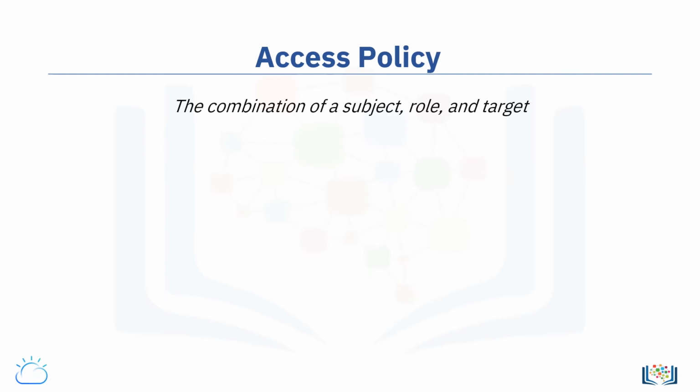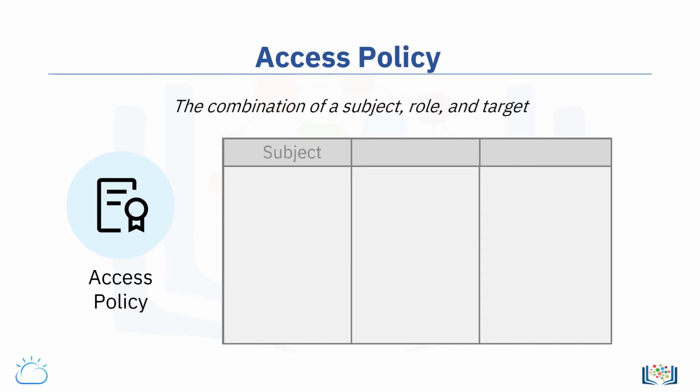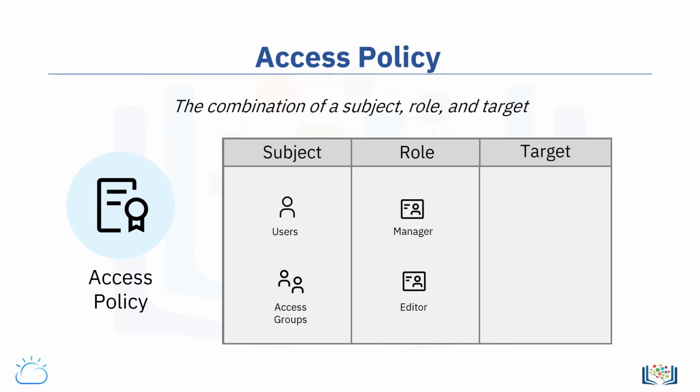Bringing it all together is the concept of an access policy. An access policy is the combination of a subject, which is a user or an access group, their role, and a target, a resource or resource group. Next, let's take a hands-on approach and dive deeper into IBM Cloud IAM.